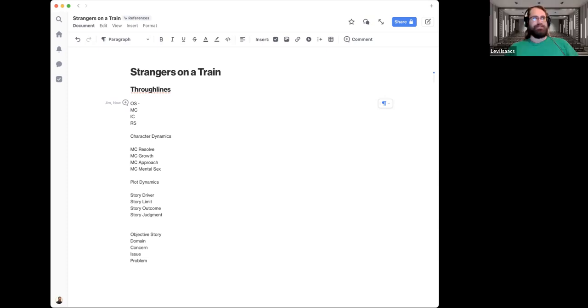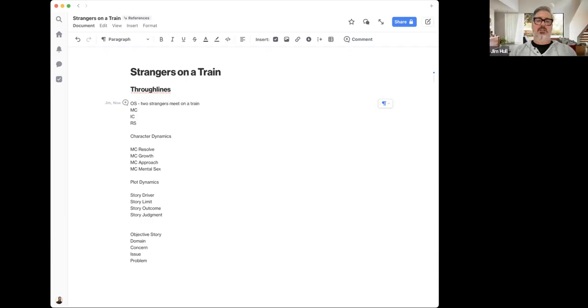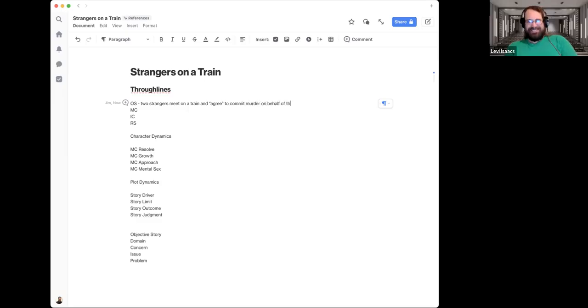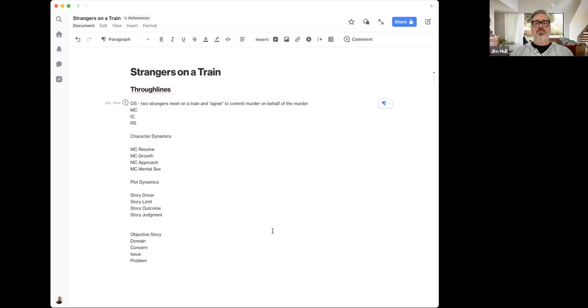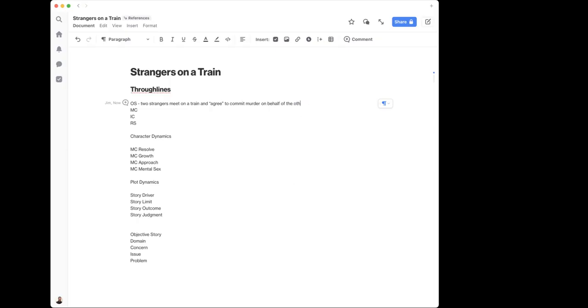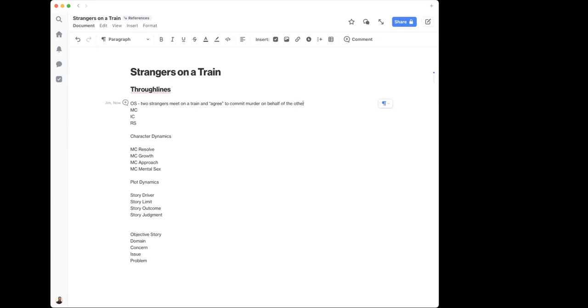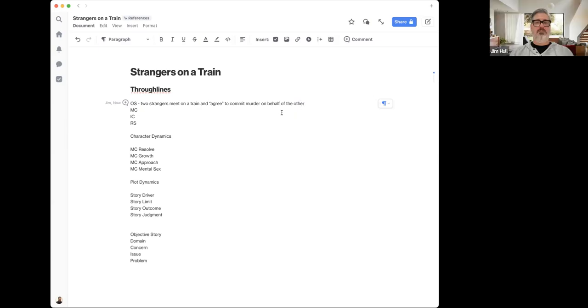When two strangers meet on a train and agree to swap. When two strangers meet on the train and one is insane. Yeah, we'll get into that. But yeah, two strangers meet on a train and agree to commit murder on behalf of the other. But he didn't agree. The other one didn't agree. I know, that's why I put it in quotes. I did it on purpose. Okay. So it's something like that.